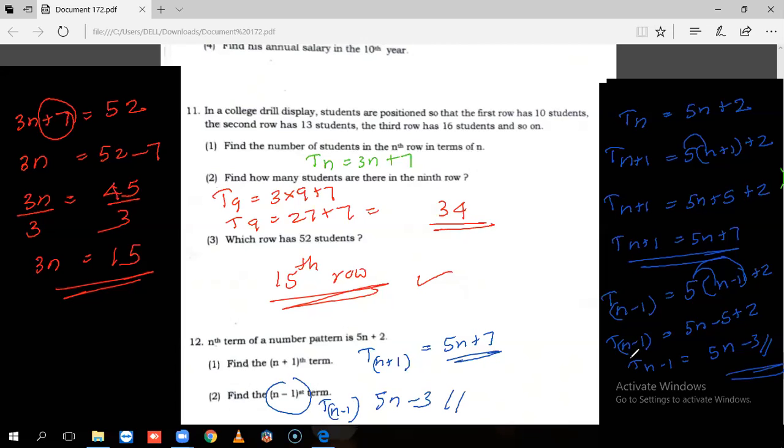We have more sums like this to do. We got these two values. Remember: 5n plus 2, 5n minus 3. So I will just clear it and go to the next sum.